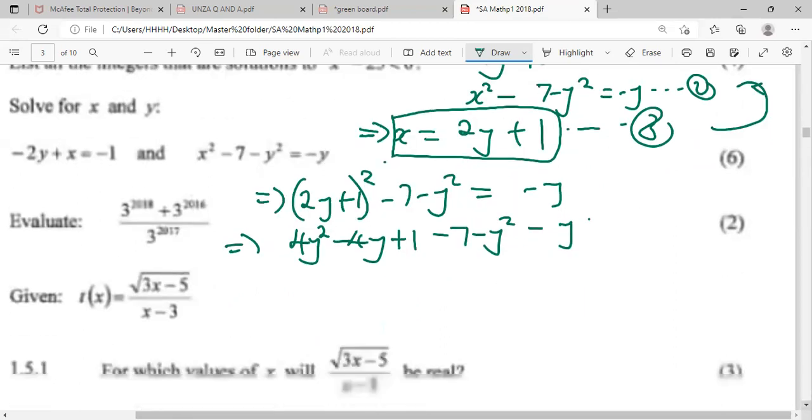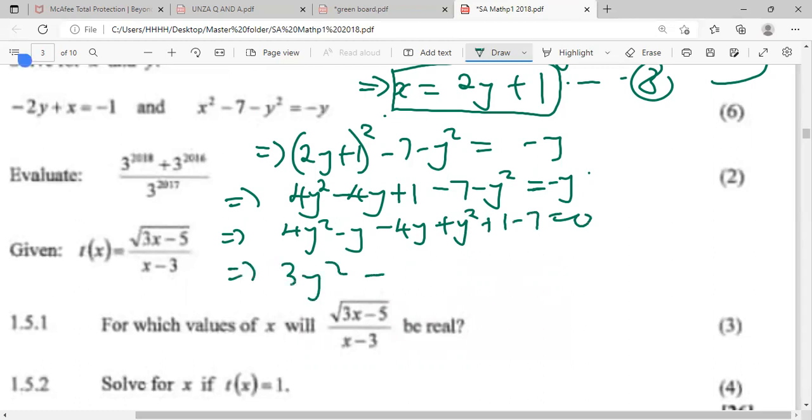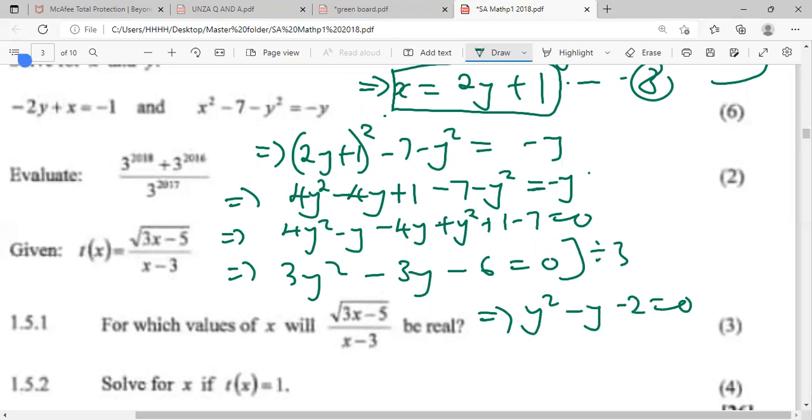So we can try to group the like terms. This will give us 4y squared minus y squared, then 4y plus y, since this is supposed to be equal to negative y, then plus 1 minus 7 is equal to 0. So this is 3y squared plus 3y minus 6 is equal to 0. Dividing by 3 throughout, I've got y squared plus y minus 2 is equal to 0.